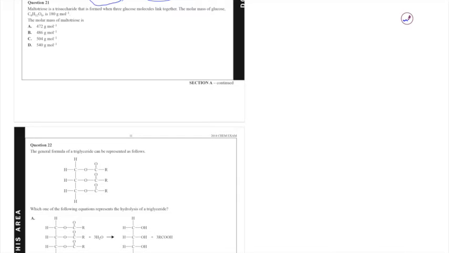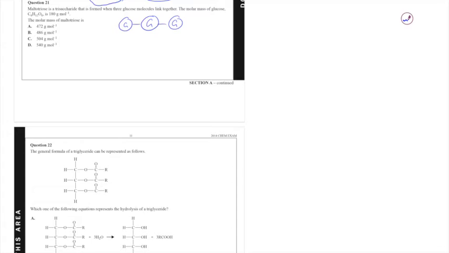Question 21 states that maltotriose is a trisaccharide that is formed from 3 glucose molecules linked together. The molar mass of glucose, C6H12O6, is given there, and we need to work out the molar mass of maltotriose. So maltotriose is 3 glucose molecules linked together, so I can draw it something like this. Of course, this is a very, very crude diagram.